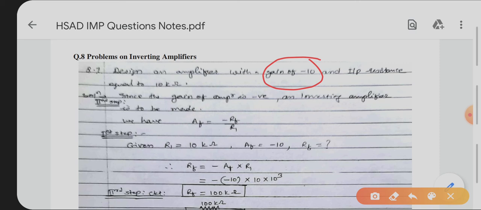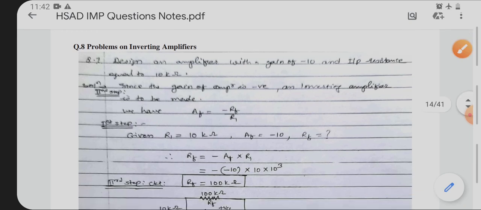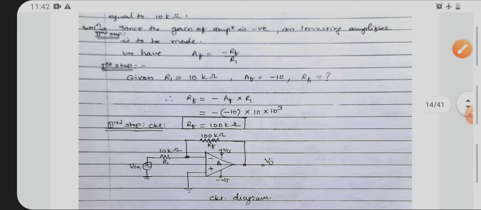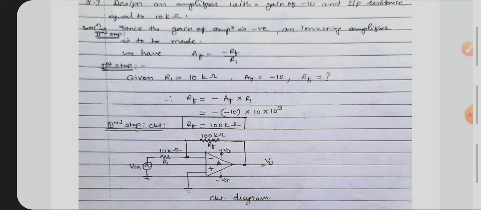Or if minus is not given, it can be asked in the question also, like design an inverting amplifier or design a non-inverting amplifier. So let us solve this problem. We have to use the formula AF equal to minus RF by R1. R1 is given as 10 kilo ohm. AF is given as minus 10. So you have to calculate the value of RF.